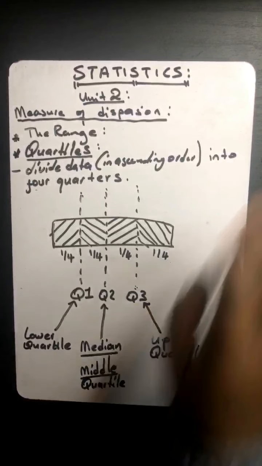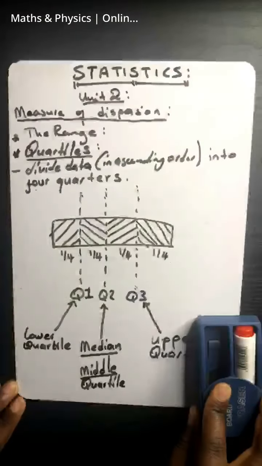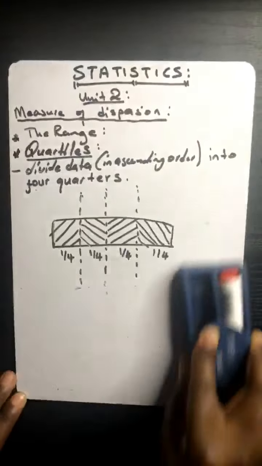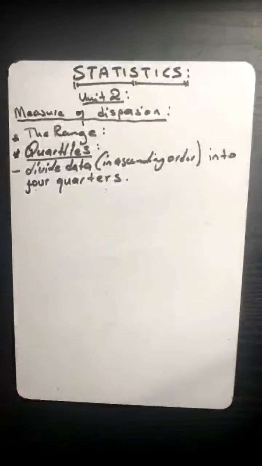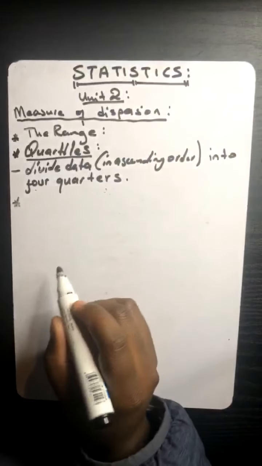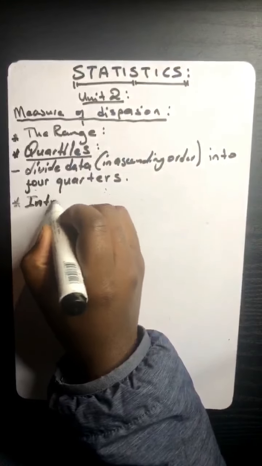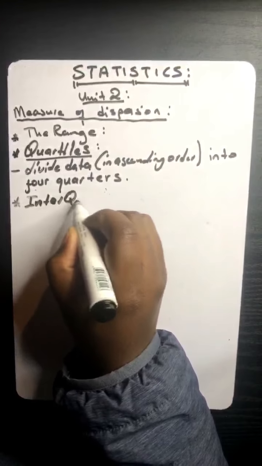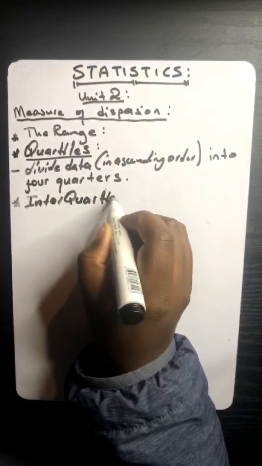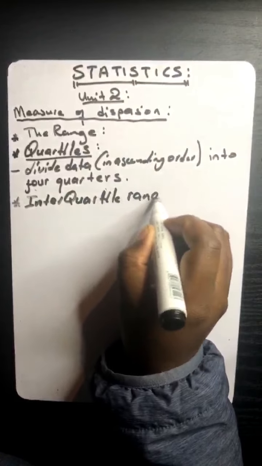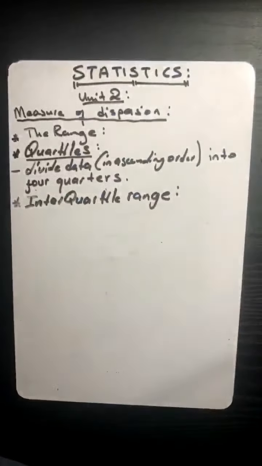Maybe let me just remove the yellow. I'll just leave whatever I'm explaining there. Maybe let's say we now discuss what is well known as the interquartile range. How do we calculate the interquartile range?